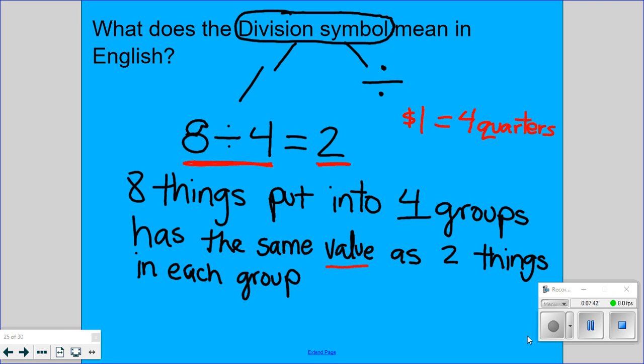It should be 8 things put into 4 groups. Sure. Let's add that equal in there, because Evelyn's right. We're going to add a little carrot. Smush it in there. You don't need to erase. Just add a little carrot in there.